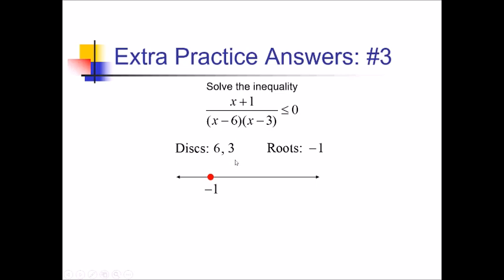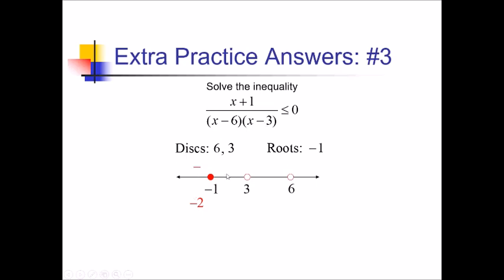Moving to the right, we have 3. That's the next number. Discontinuities are automatically open dots. So we've got 3 open dot and an open dot at 6 as well. Now doing some sign analysis around each of these, a number to the left of negative 1, I'm going to go with negative 2. So plugging that in and counting up the negatives, negative 2 plus 1 is a negative. Minus 6 gives us another negative. Negative 2 minus 3 is a third negative.